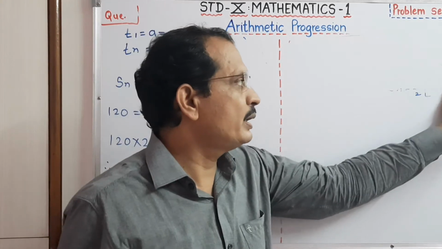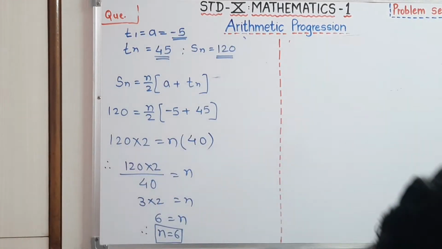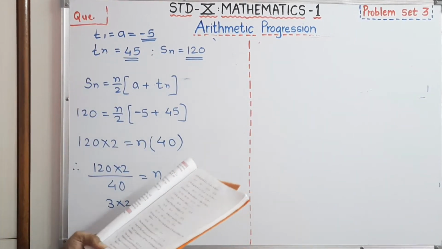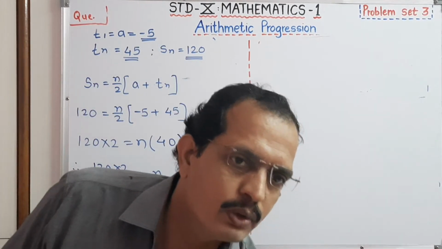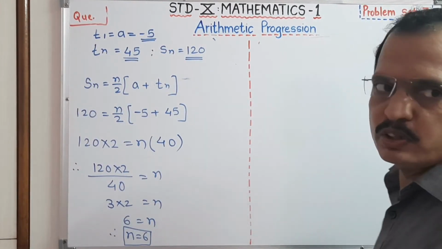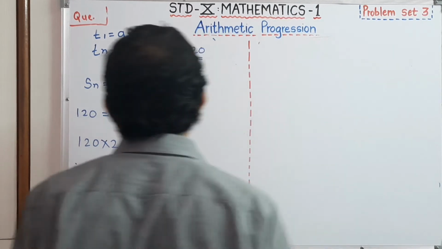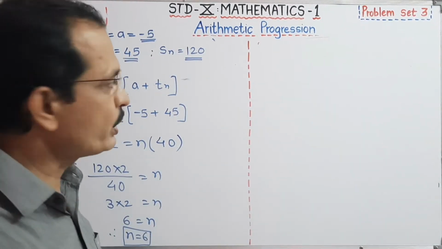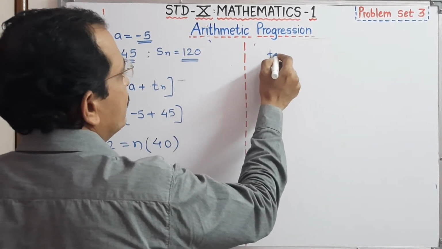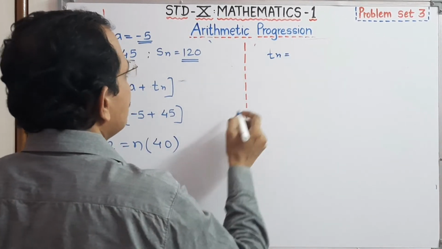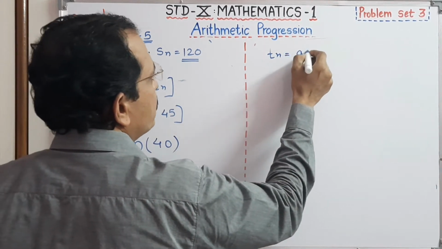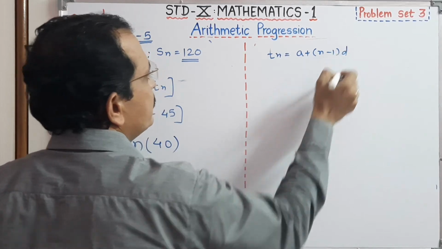That means in that AP there are in total how many terms? 6 terms are there. Now we have to find out the common difference. Dear student, how to find out the common difference? That means we have to find out the value of d. For that purpose, what do we use? We can use the Tn formula. Tn is equal to a plus n minus 1 into d.